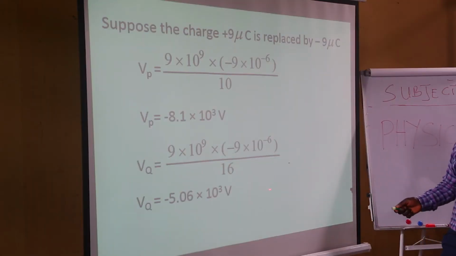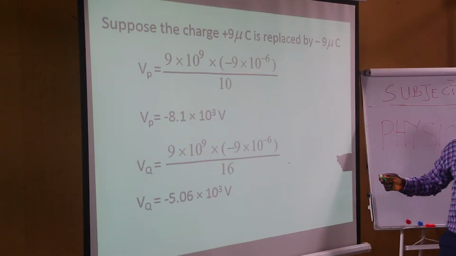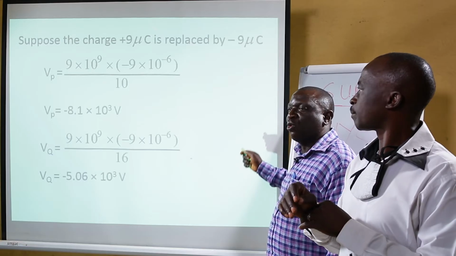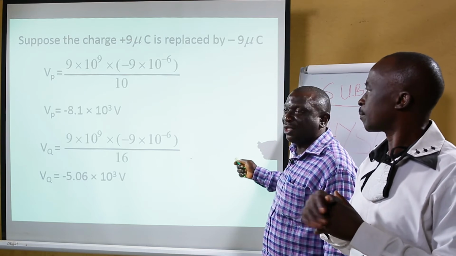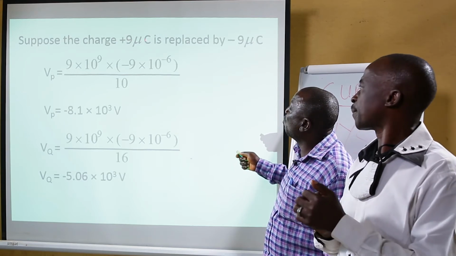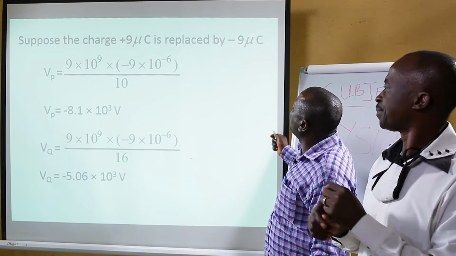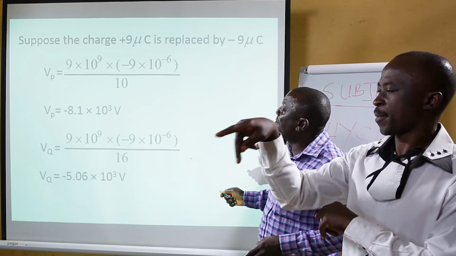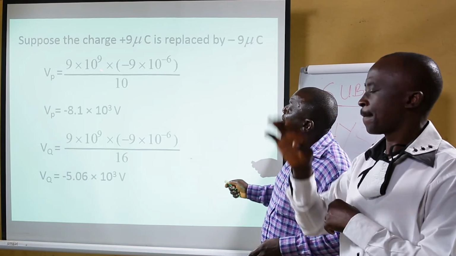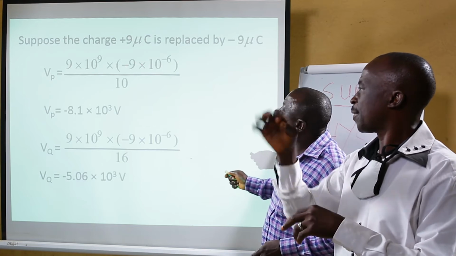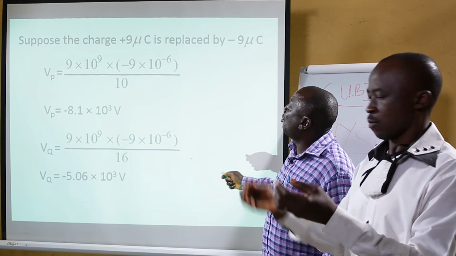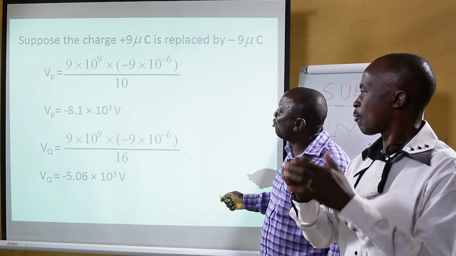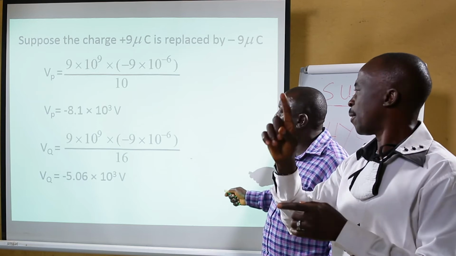Now suppose we replace plus 9 microcoulomb with minus 9 microcoulomb. We will now have our potential at point P, Vp, equals 9 times 10 to power 9 times, this time around, the negative sign will come in, all over 10, and we will have Vp equals minus 8.1 times 10 to power 3 volts.